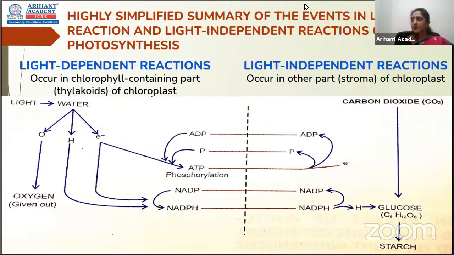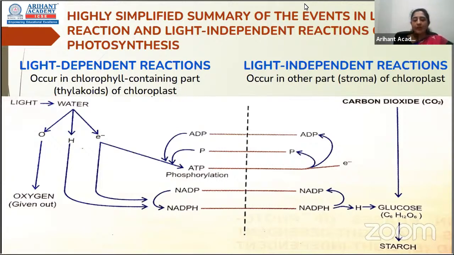So glucose is formed. Now glucose is easily consumable, so the leaf has to convert it into starch. However, for conduction, it is converted into sucrose because starch is water insoluble. So this process in which glucose is converted into disaccharides or polysaccharides is called polymerization.